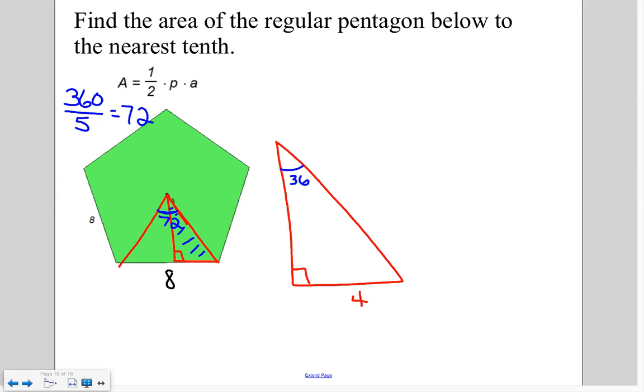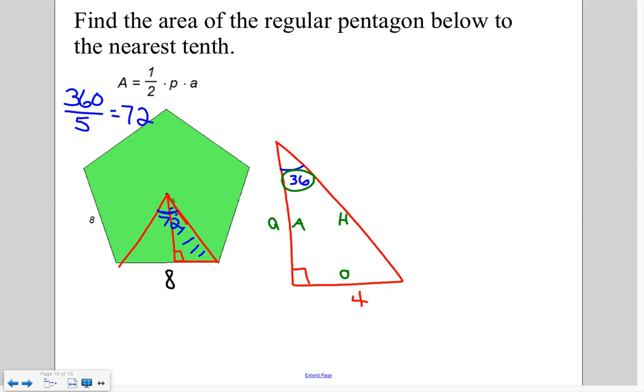I can't use the Pythagorean theorem because I don't have two sides. I can't use special right triangles because there's no 36, 90, 54 degree special right triangle ratios. We don't have those. So we have to use trig. So 36 degrees is my angle. I label my sides opposite, hypotenuse, and adjacent. I'm going to name this left-hand side with a variable of A because it's the apothem.